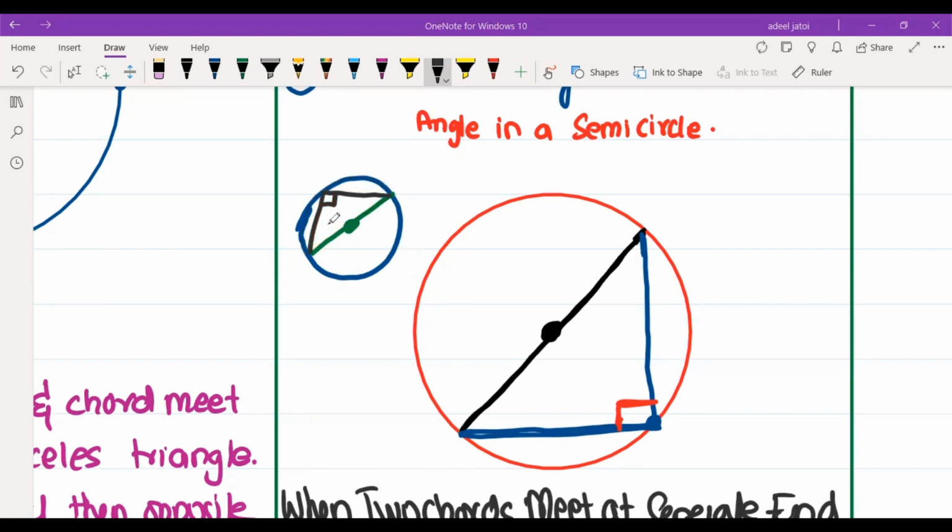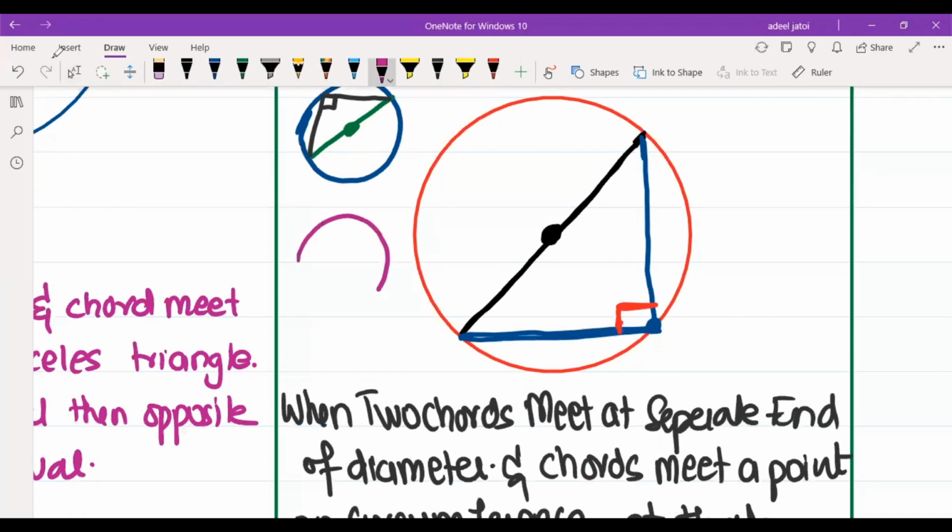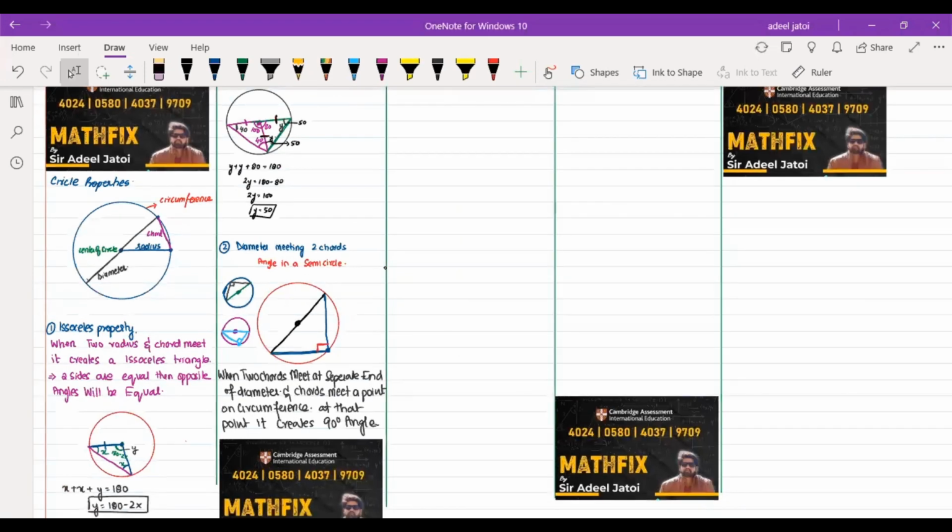90 degrees. Now, in any particular form or any particular way, when the two chords meet, let's say here, this is your circle, and let's say this becomes your diameter. And let's say these are the two chords meeting at the circumference. So is this again meeting in what? A semicircle. So this is your angle in the semicircle where two chords meet, and where the two chords meet, it will always create what? A 90-degree angle.